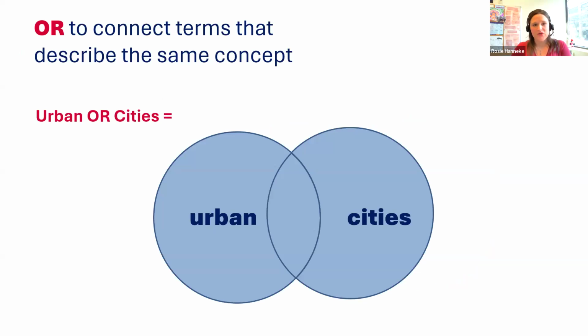For or, we use that to connect terms that describe the same concept. For example, urban or cities. We want to tell PubMed we want to see all the articles that have the word urban in the title or abstract, all the articles that have the word cities, or if they have both, that would be fine too. So that's what we're using or for: within the same concept, we connect those words with or.